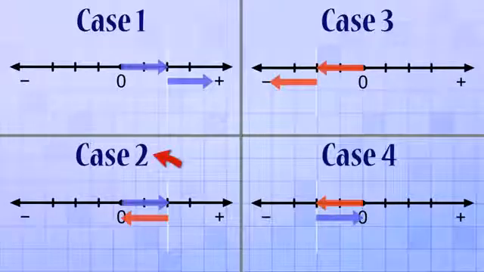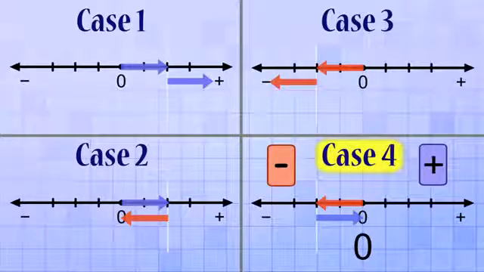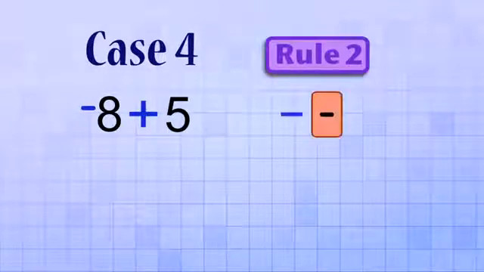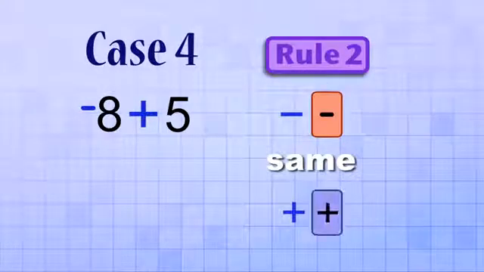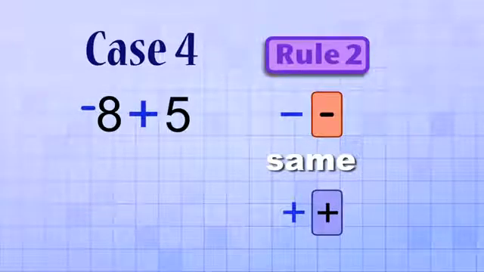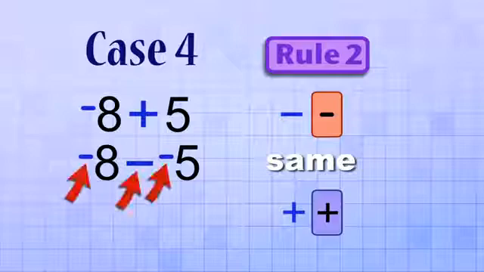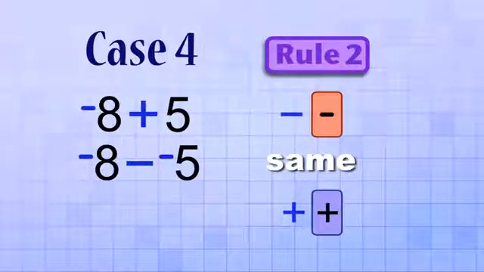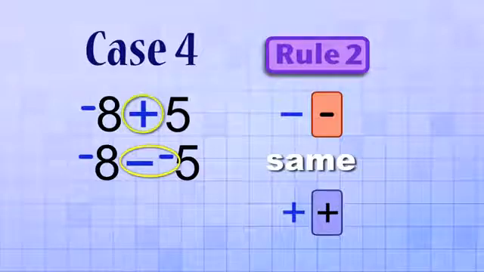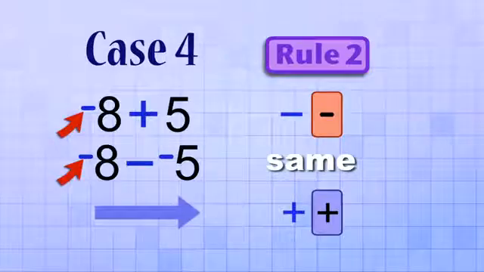So just like in case 2, the answer here can be positive, negative, or even 0, depending on the numbers you're adding. And just like before, there's another way this type of problem can be written. Remember rule number 2? That subtracting a negative is the same as adding a positive. Because of that rule, negative 8 plus 5 could also be written as negative 8 minus negative 5. That's a lot of negatives, but thanks to rule number 2, we can write our minus minus as a plus. But either way it's written, in this case, we start negative and move in the positive direction.